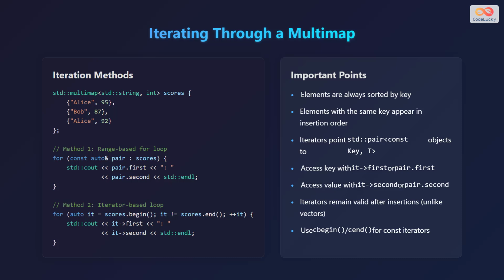You initialize an iterator to the beginning of the multimap, and then loop through the elements until you reach the end. Inside the loop, you can access the key using ->first and the value using ->second.